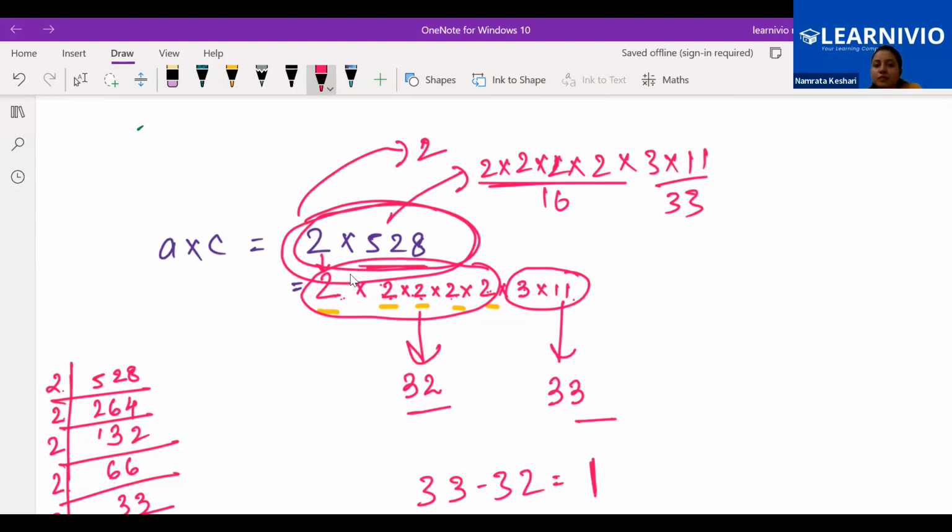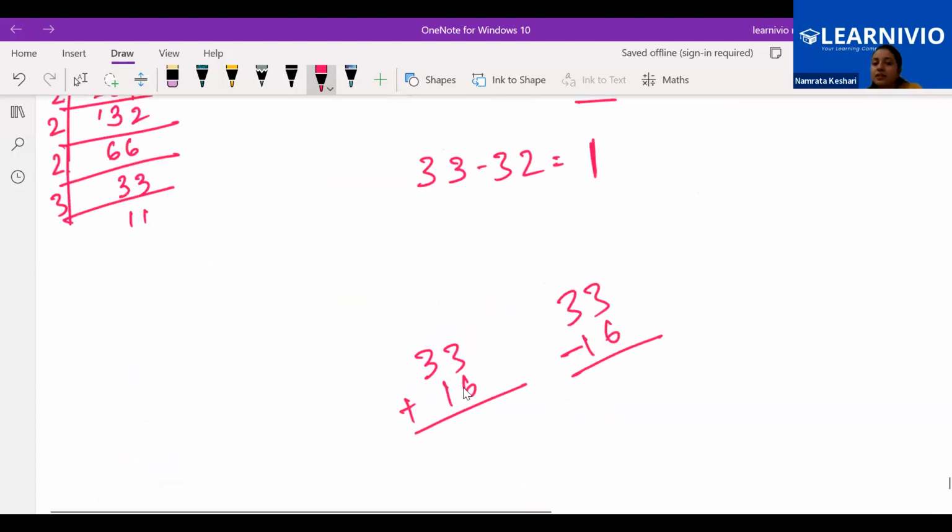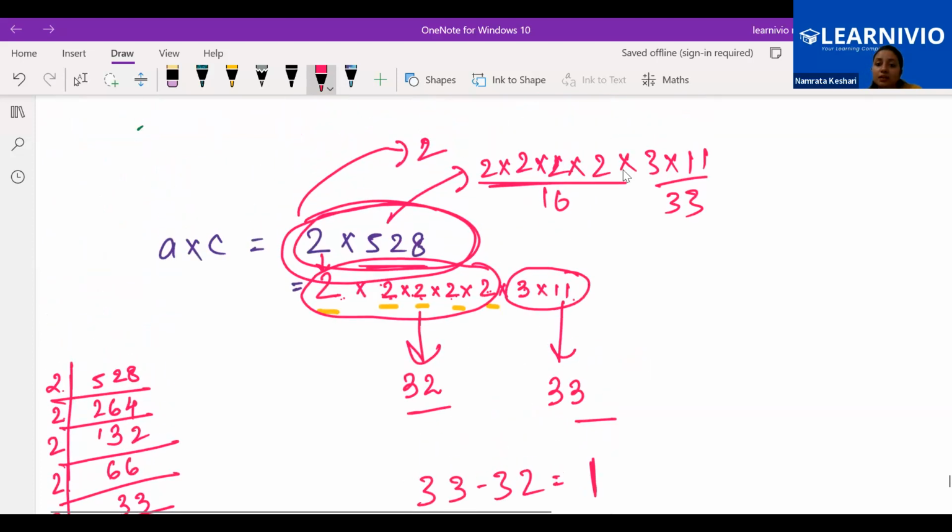So 16 and 33. First thing first, it is not giving us the middle term, Harshit. When we add it, we are not going to get 1, and 1 is the middle term. When we do the subtraction, we are not going to get the middle term. But the very most important concept is multiply A and C. If you take just 16 and 33, that means you are not taking A. You are just trying to do the factorization of C only. Getting it, Harshit?